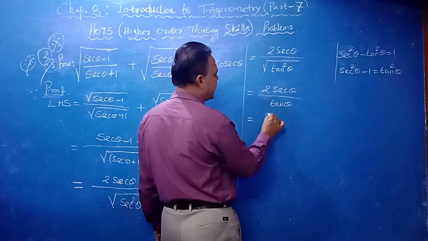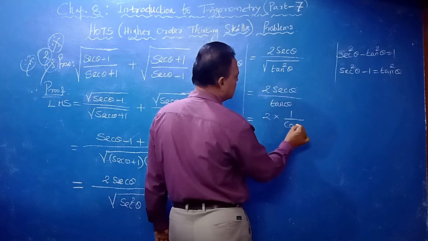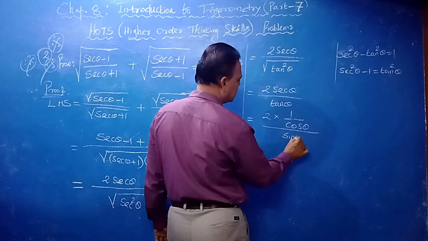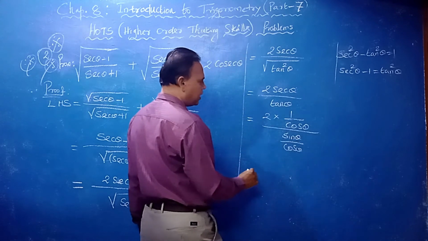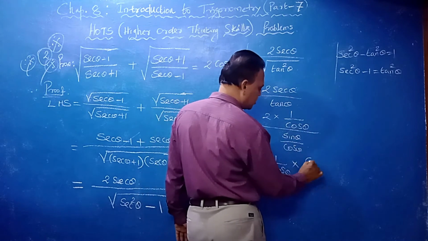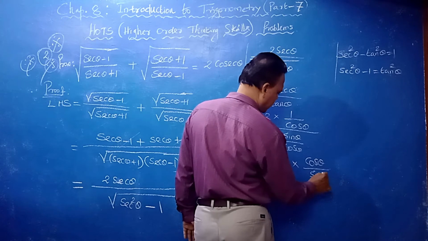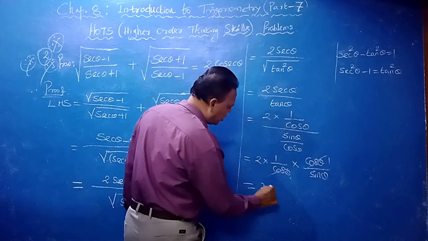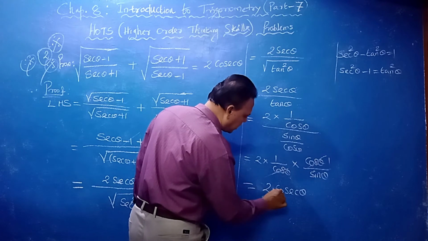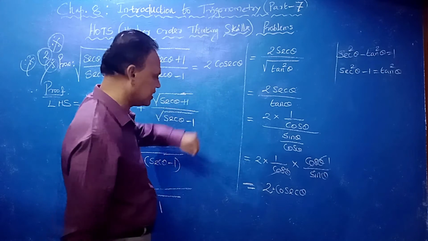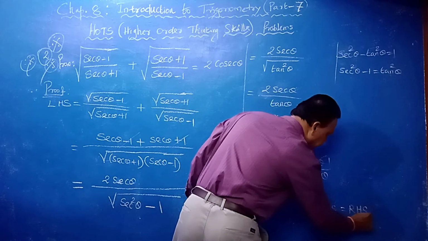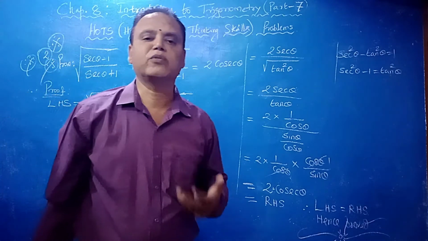Now secant theta can be written as 1 by cos theta, divided by tan theta, which is sine by cos. That is equal to 2 into 1 by cos theta into cos by sine. Cos gets cancelled, so here 1. So 2 into 1 by sine theta is 2 cosec theta. That is the right hand side. Therefore, LHS equals RHS. Hence proved. Like this, easily you can prove it.